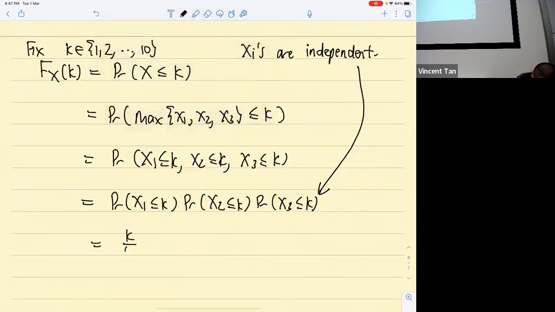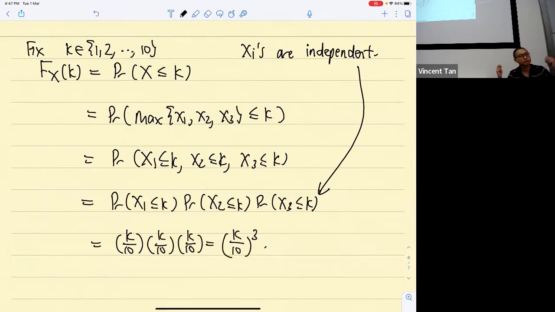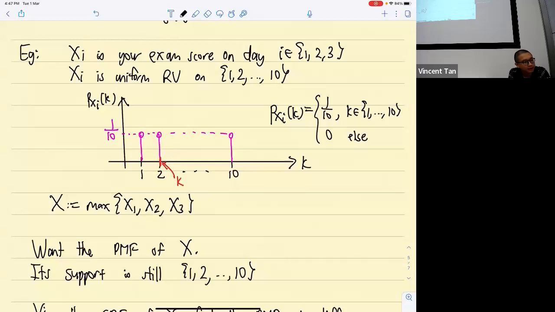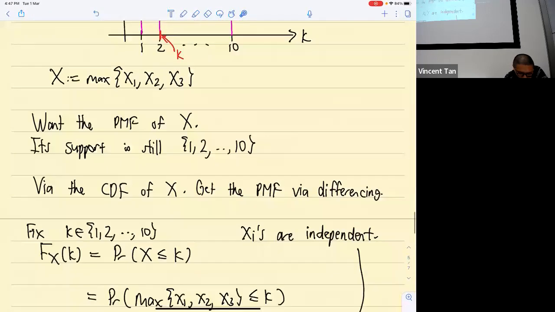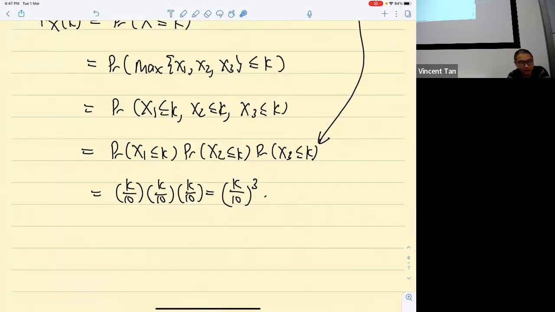So you have K over 10 times K over 10 times K over 10, and we can write this as K over 10 cubed. Understand? That is the probability mass function for each test that we take. Each test is a uniform random variable on this support set 1 to 10. So if K is equal to, say, 7, the probability that Xi is less than or equal to 7 is 7 over 10. We must say equal to. So it's K over 10 in general, and then there are 3 of them, so we have to take the cube.